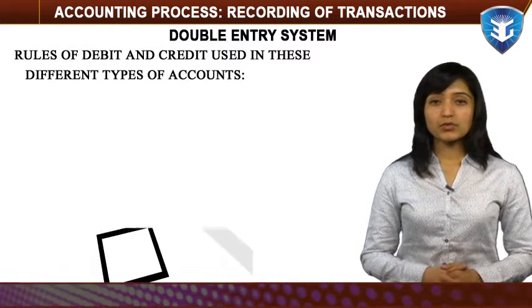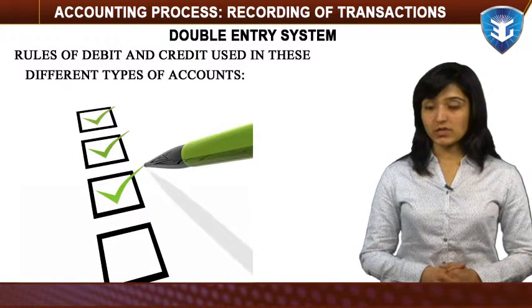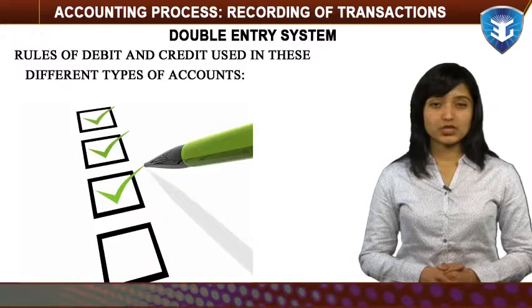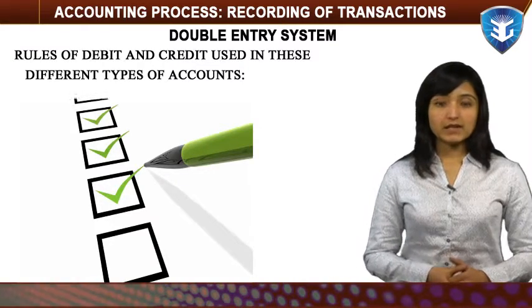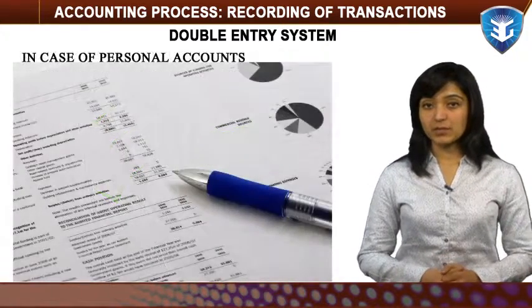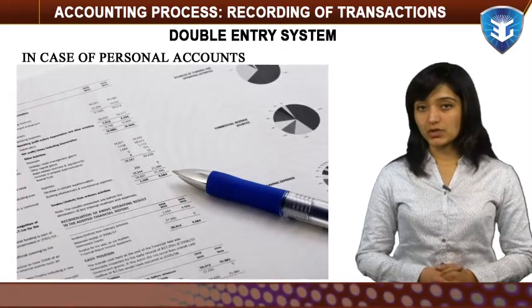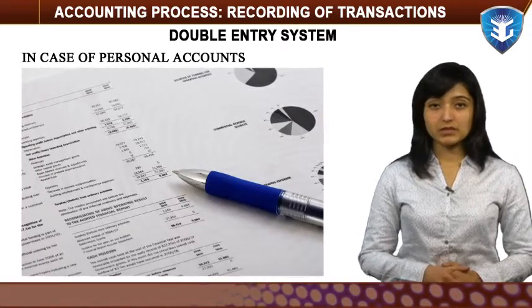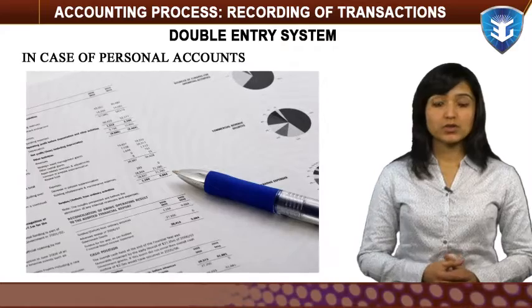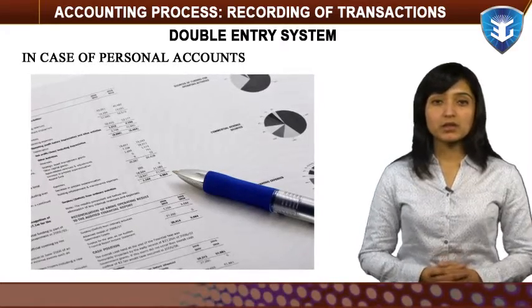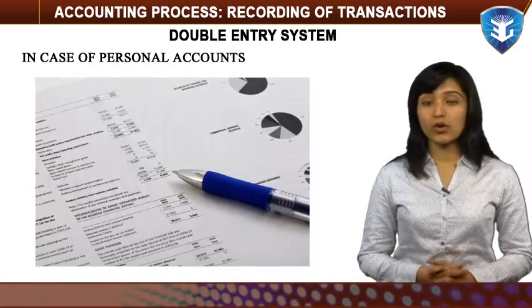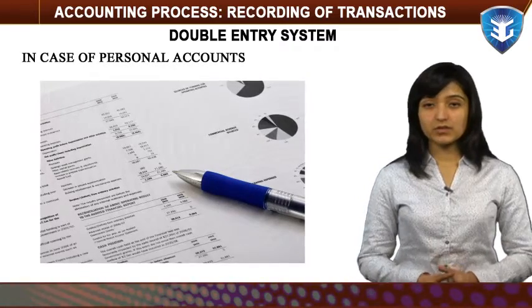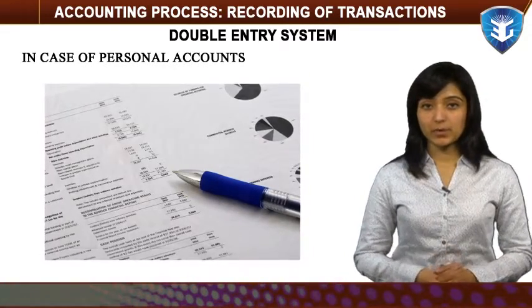Let us now learn how the rules of debit and credit are used in these different types of accounts, which is described as follows. In case of personal accounts, a debit in the personal account implies that the person whose account is debited becomes a debtor. Thus, when goods are sold on credit to a customer, then he/she becomes the debtor of the business. The debtor is the receiver and the creditor is the giver.